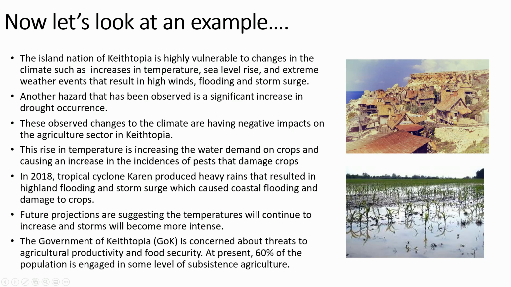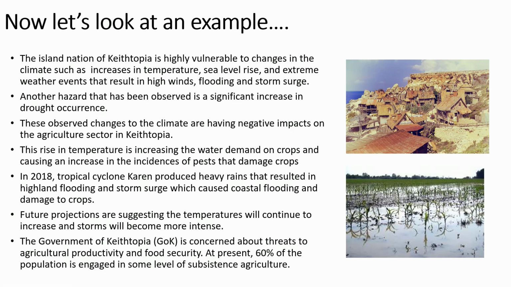So the government of Ketopia, well, we're really concerned about the threats to agricultural productivity and food security. Right now, 60% of our population is engaged in subsistence agriculture. So we're highly dependent on subsistence agriculture. And we're worried about what climate change will do to that sector, but also to the people.